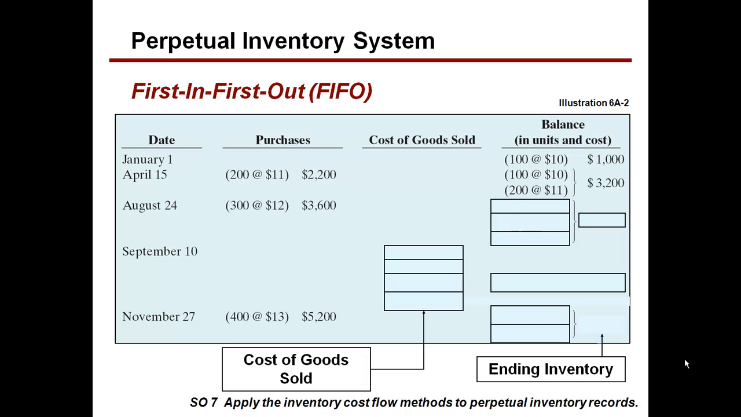The next sequence, August 24th, we purchased 300 more units at $12. Again, in an inflationary economy, our unit costs are going up. Nothing was sold on that day. And so therefore, for our ending balance, we bring down the first two layers, 100 at 10, 200 at 11, and add the most recent layer, 300 at 12. Those individually extended total $6,800 ending inventory value at the end of August 24th.